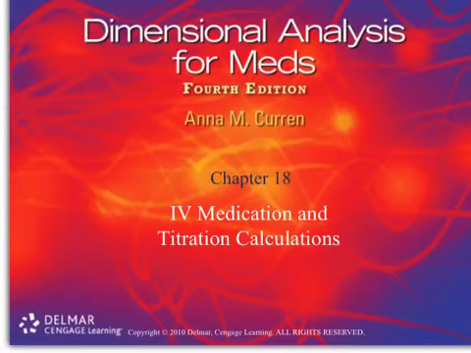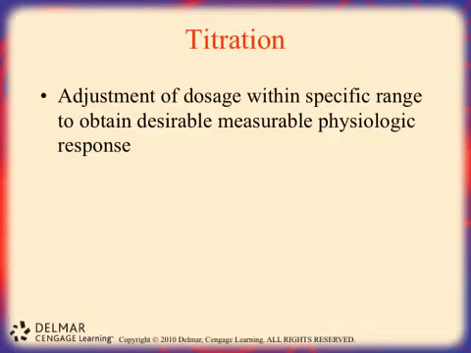Chapter 18 deals with IV medication and titration calculations. Titration is when we usually use this in IV medications, and it's when we adjust a dosage within a specific range, and we may increase it or decrease it to obtain a desirable, measurable physiologic response.